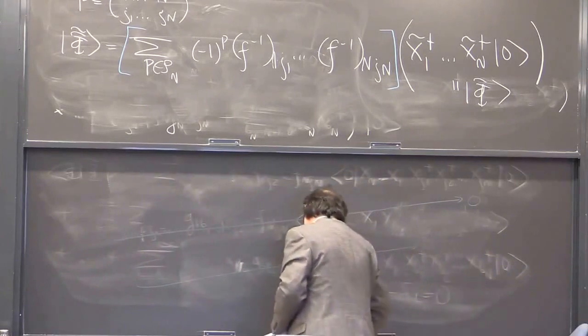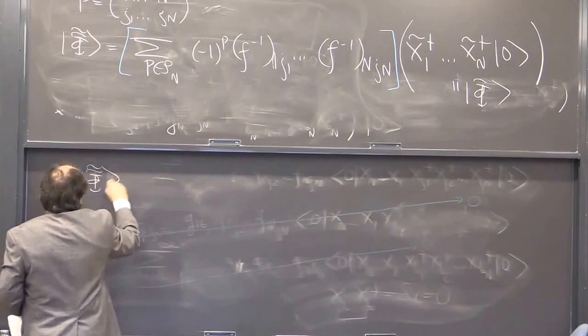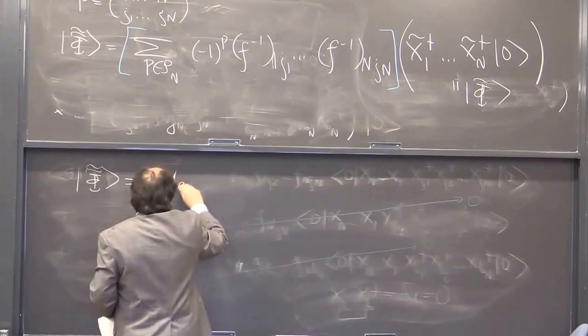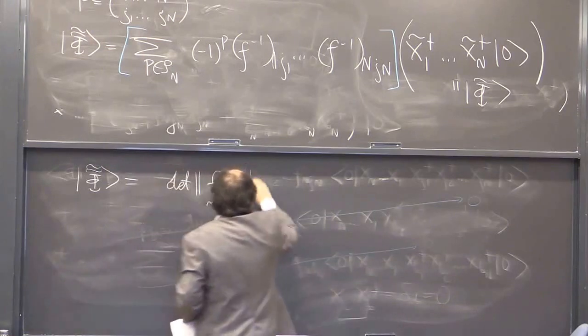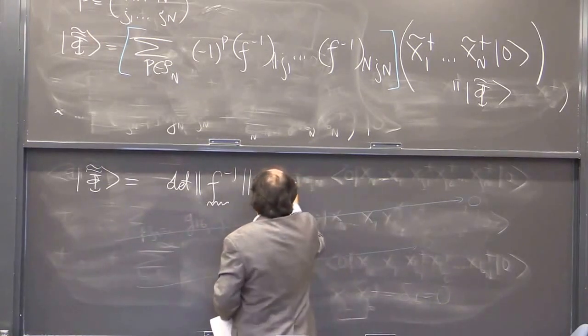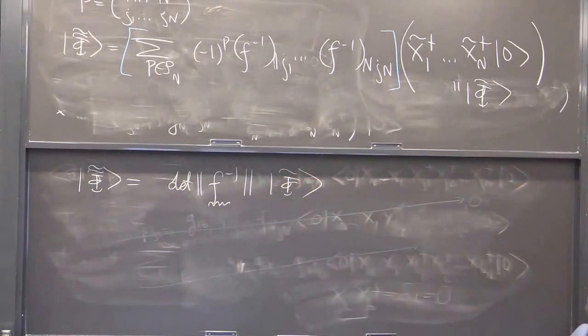phi double tilde is a determinant of matrix f to the minus 1 times phi tilde. Okay, so we already can see that phi double tilde is proportional to phi tilde.